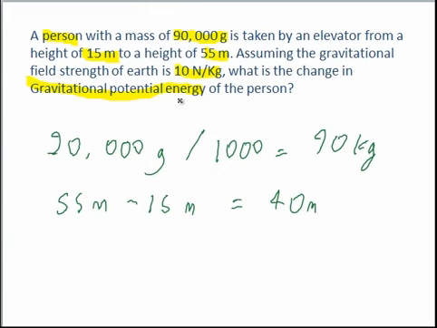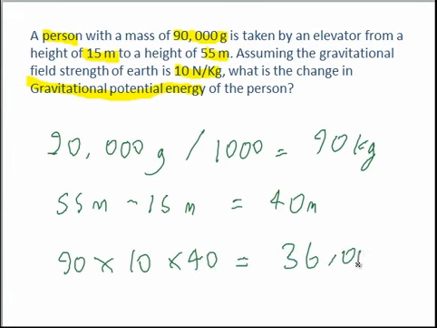So our equation is pretty simple. We've got our field strength of Earth, that's in the correct unit. We now have our mass in the correct unit, and we have our height. So the equation, when you put numbers in, is 90 times 10 times 40, which equals 36,000 joules.